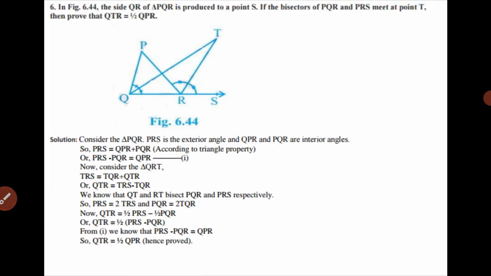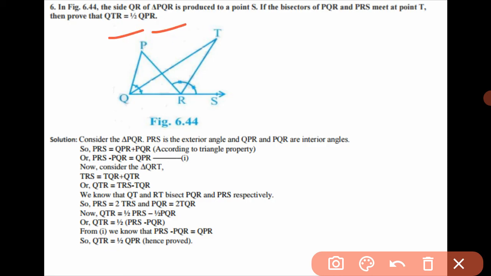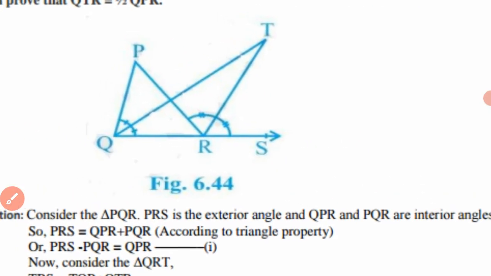In question number 6, we are given in figure 6.44 that side QR of triangle PQR is produced to a point S. If the bisectors of angles PQR and PRS meet at point T, then we have to prove that angle QTR is half of angle QPR. The diagram is given, and here we will use the property that the sum of the interior opposite angles equals the exterior angle.